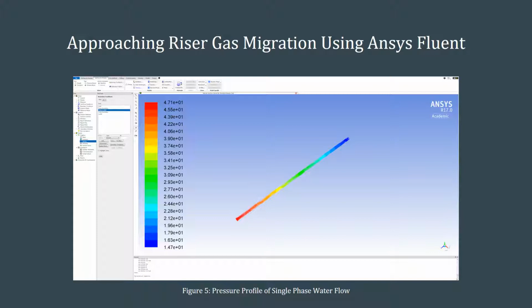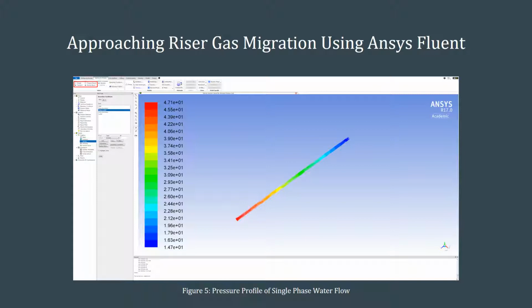This is an example of a pressure profile that we have generated through ANSYS of water circulation through our annular mesh. As you can see in the upper left-hand corner in the red box, our simulation will be run using transient flow and a density-based solver.